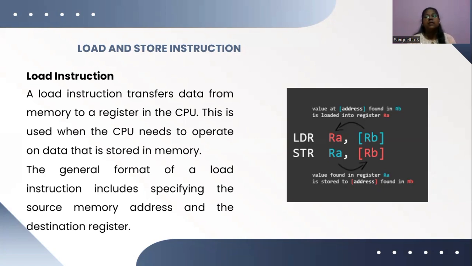A load instruction transfers data from memory to a register in the CPU. This is used when the CPU needs to operate on data that is stored in memory. The general format of a load instruction includes specifying the source memory address and the destination register. So here we have to give the memory address and the destination register. The meaning of destination register is: whatever address we have given, that has to be stored in a particular register. So whatever register we are storing into, that register is known as the destination register. So the basic format of load instruction holds the memory address and the destination register.